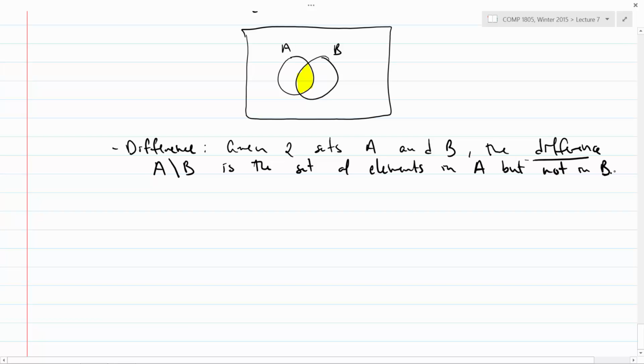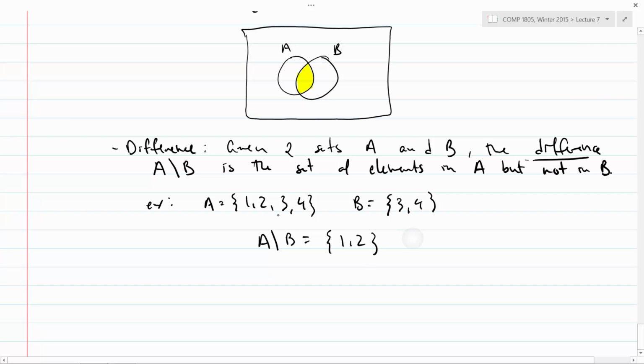All right, so notice order matters now. Right? It matters if it's A minus B or B minus A. That's important. A minus B is the set of elements in A but not in B. Okay? So as an example, if A was 1, 2, 3, 4, and B was, say, 3, 4, then A minus B is what? 1, 2, exactly. Right? I take out 3 because it's there. I take out 4 because it's there. So I'm left with 1, 2.